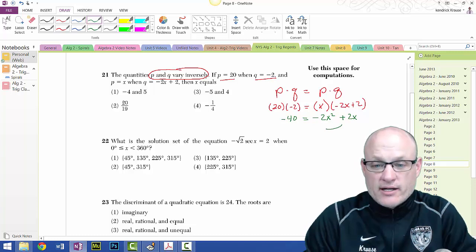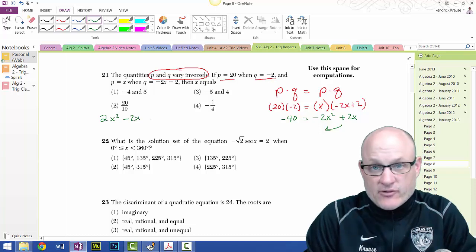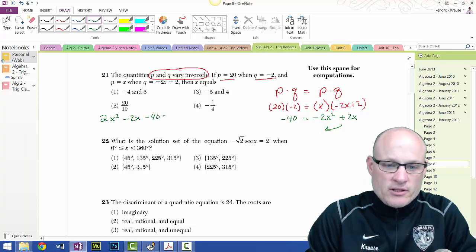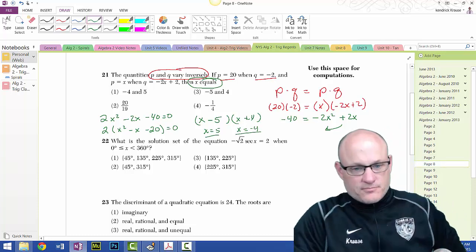Now, since this is a quadratic, I don't want to have a negative x squared. So I'm going to move everything to this side, and I'm going to write it over here. 2x squared minus 2x. Remember, those two things are coming to the left side, so they get their sign changed. Minus 40 equals 0. I'm going to factor out the GCF. 2 times x squared minus x minus 20 equals 0. And then I'm going to factor this puppy. Ka-ching, ka-ching, ka-ching. So, x minus 5 and x plus 4. So my two answers are x equals 5 and x equals negative 4. And the question says, then x equals 5 and negative 4. And there it is. Choice 1.